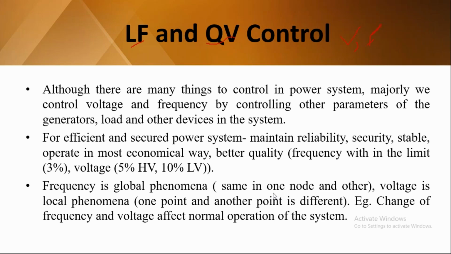But in the case of voltage, it is called a local phenomenon. Why? Because one point and another point are different. Suppose you take a three phase transmission line, the voltage level is different. If you take single phase, the voltage level is different. So how can we obtain this type of voltage and frequency control? The change of frequency and voltage affects the normal operation of the system. If you do not control these two parameters, that may affect the load system.